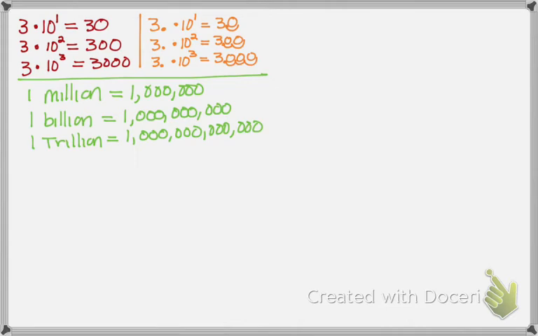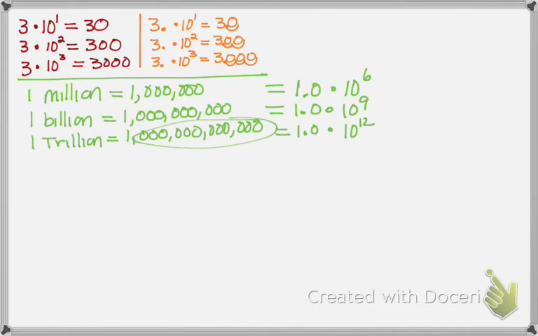So if I wanted to write the number 1 million, okay, I would write it as 1.0 times 10 to the 6th. So now I don't have to have the 0.0, but I want to show you that because you're moving the decimal point. So how did I know that it was 10 to the 6th? Because there's 6 zeros right there. And then a billion would be 1.0 times 10 to the 9th. How do I know it's 10 to the 9th? Because there's 9 zeros there. And then a trillion would be 1.0 times 10 to the 12th. Again, because there's 12 zeros.